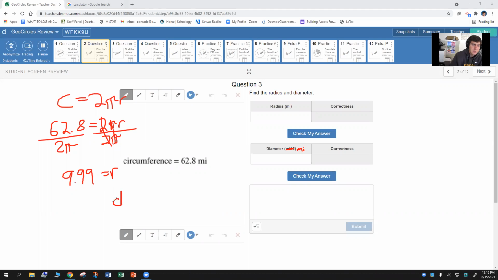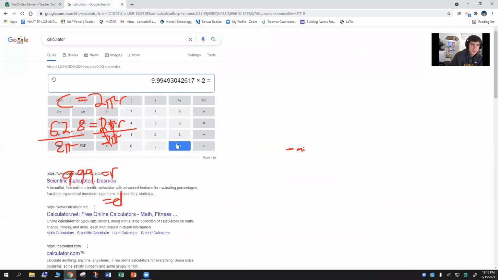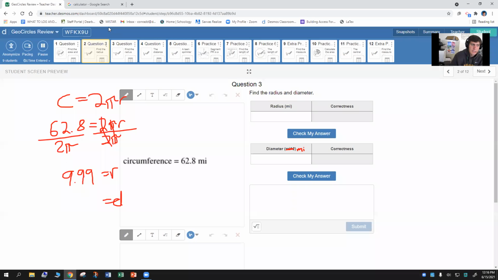Then the diameter is simply twice that. So if we put times 2 in our calculator, we get 19.99 for our diameter. So we get a radius of 9.99, and the diameter is twice the radius, so 19.99. Okay, and we're good.